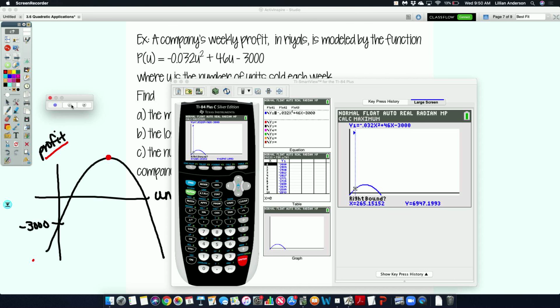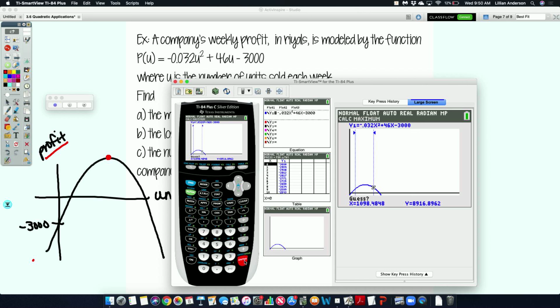Now it says right bound. So that means I need to go to the right of my maximum. Doesn't matter how far right, just somewhere to the right, and click enter. And if you have one of these fancy calculators, you'll see these vertical lines. My maximum should lie somewhere in between those lines. If you don't have it, you'll still have those 2 arrows. Your arrows should be enclosing the maximum.